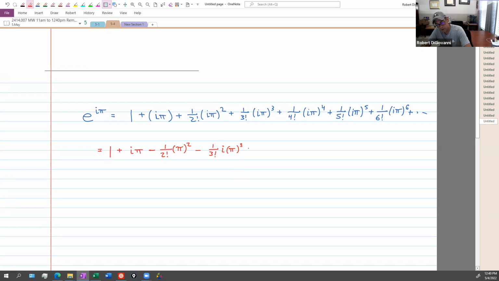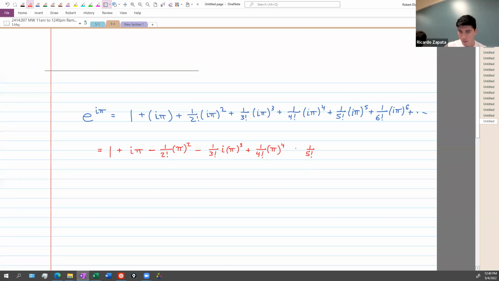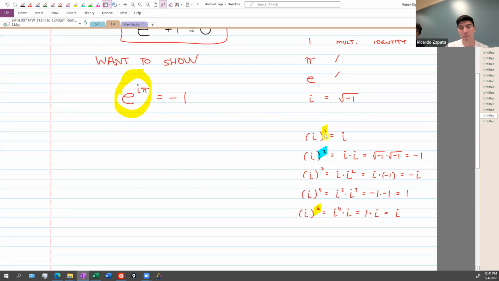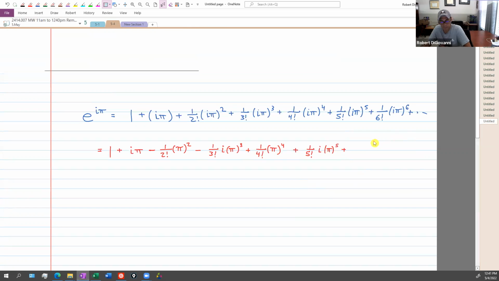Still good? Plus 1 over 4 factorial. Okay, i to the 4th power. What was i to the 4th power? It was 1. So we just get pi to the 4th, don't we? Okay, next one. I'm going to have 1 over 5 factorial. What is i to the 5th? It's just i, right? So it's going to be plus, and I'm going to have i, and now pi to the 5th. I'm going to keep going. Next one, what is i to the 6th power? -1 again? Yeah, so we're going to be back at -1. So I'm going to make this a negative 1 over 6 factorial. It's -1, so I don't have an i anymore. Pi to the 6th.